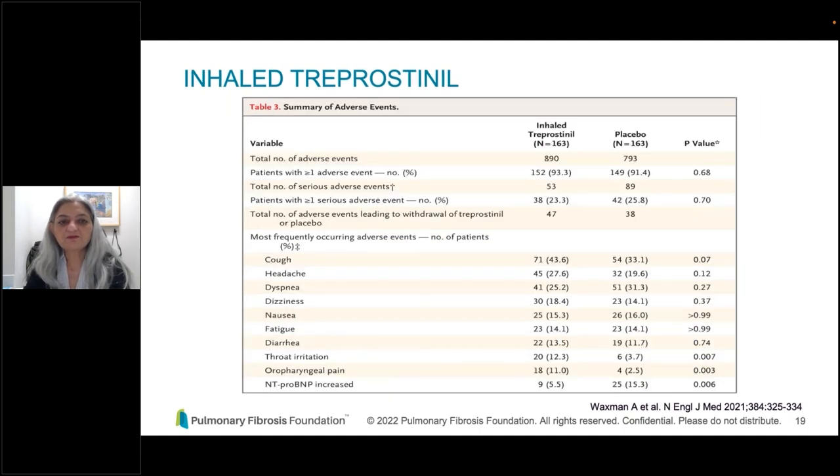And what were the side effects? There's always downsides to any treatment. The biggest one was cough. Now, cough is already a big problem in patients with interstitial lung disease. And then because this medication opens up the vessels, a lot of patients got headaches, and then some felt short of breath with the treatments, and occasionally dizziness, and sometimes nausea, but that wasn't any different in the two groups. And throat irritation is quite common. Next slide.